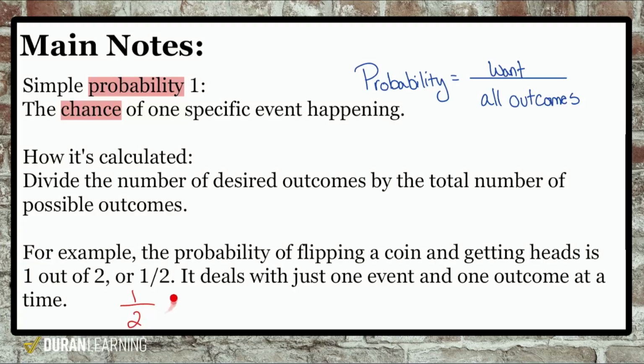And then up top, you're going to put what you want. If you want heads, then we just want one out of those two total possibilities. I know this might seem very straightforward, especially if we're just refreshing on this. But one more time before I continue, does the gist of this make sense? What we want divided by total possibilities.